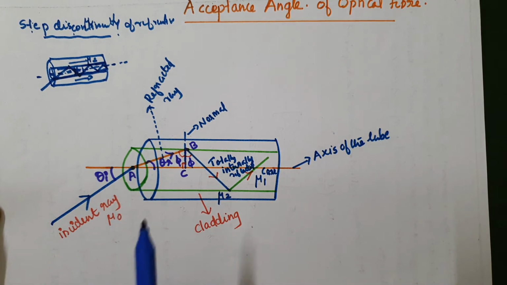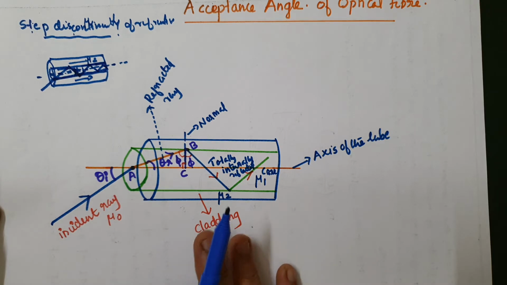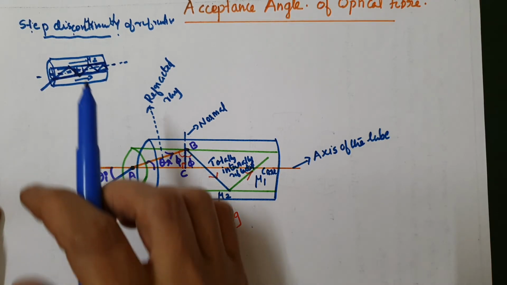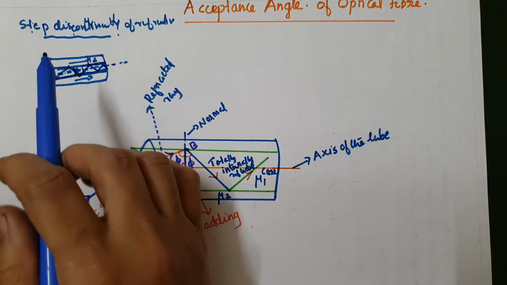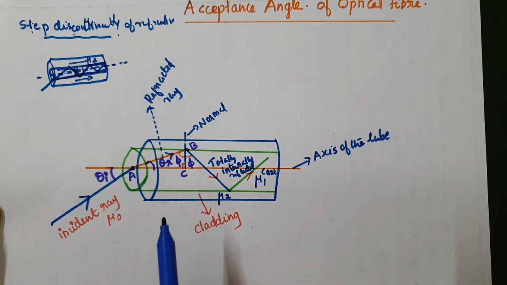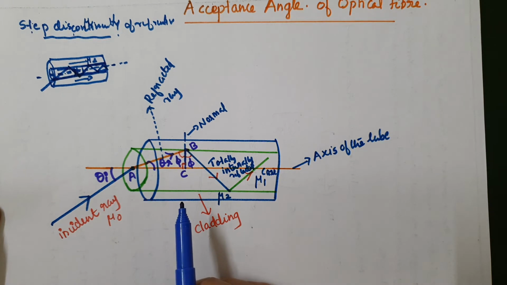In the case of a step index fiber, the refractive index of the core region is homogeneous and the refractive index of the cladding region is homogeneous. The refractive index changes only at the core cladding interface, and hence it is called a step index fiber. That is, the step discontinuity of refractive index takes place only at the core cladding boundary.